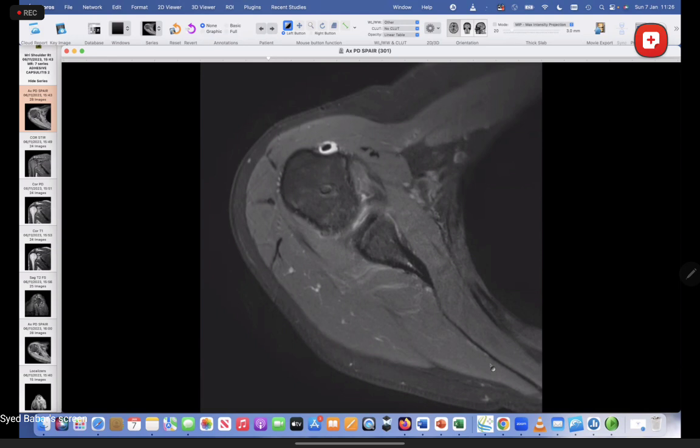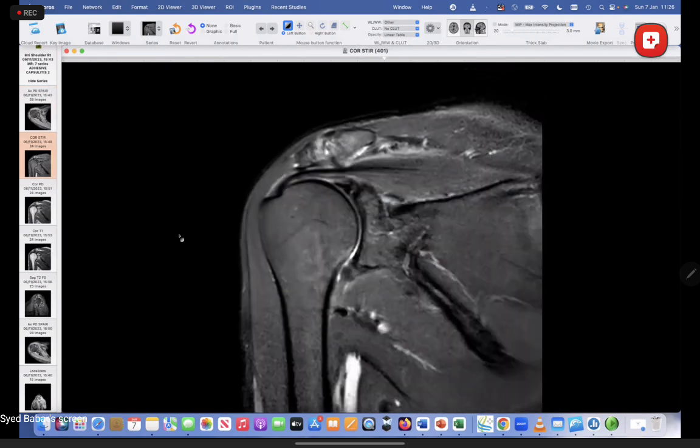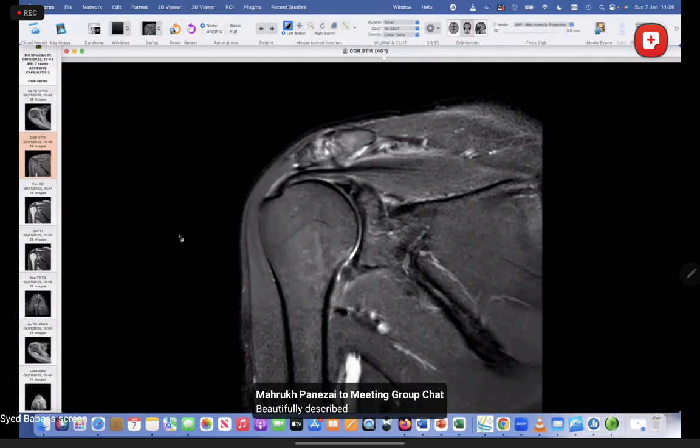So let's go on to the next sequence that I would normally look at. The next sequence that I would look at is the coronal sequence. Now, this could be the coronal T2 fat suppressed, this could be the coronal PD fat suppressed, or this could be the coronal STIR sequence. STIR and T2 fat suppressed will give you a similar pattern or a similar appearance.